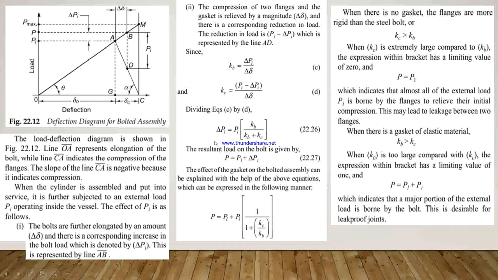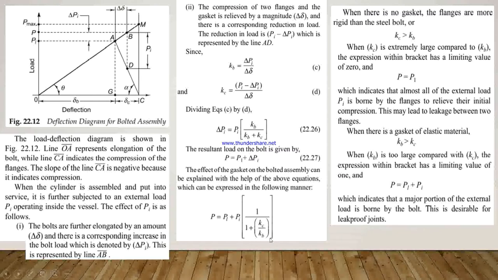Dividing these two equations C and D, we get delta P_I is equal to P_I in bracket K_B divided by K_B plus K_C. The resultant load on the bolt is given by P equal to P1 plus delta P_I. The effect of the gasket on the bolted assembly can be explained with the help of the above equations, and can be expressed in the following manner: P is equal to P1 plus P_I in bracket 1 divided by 1 plus K_C divided by K_B.